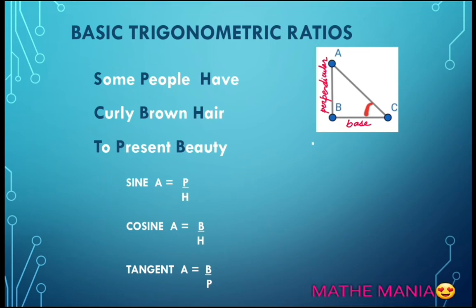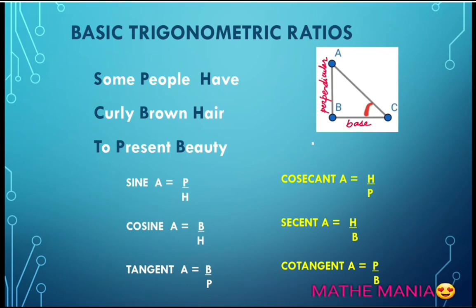The other three are the reciprocals of these three ratios. And so we have cosec or cosecant A equal to H upon P, sec A or secant A equal to H upon B, and cotangent or cot A equal to P upon B. So these are the basic 6 ratios. Now let us see how we can easily learn the other formulae related to trigonometry.